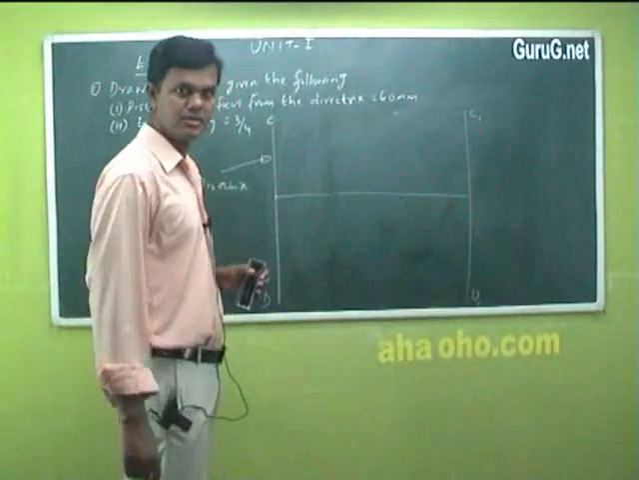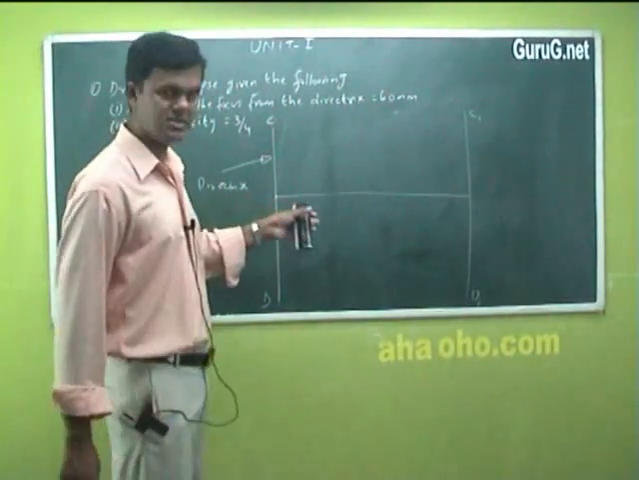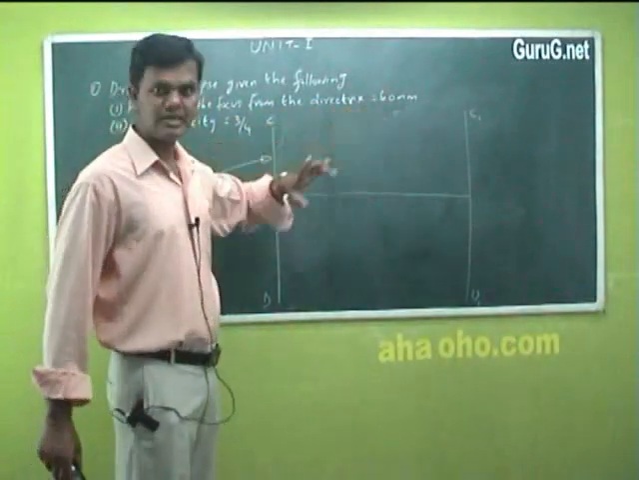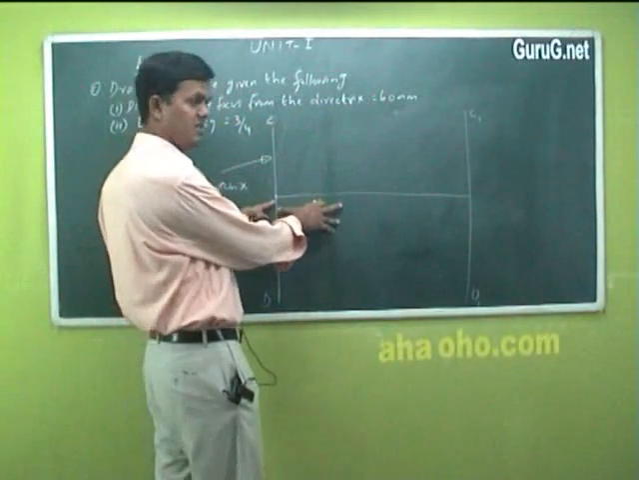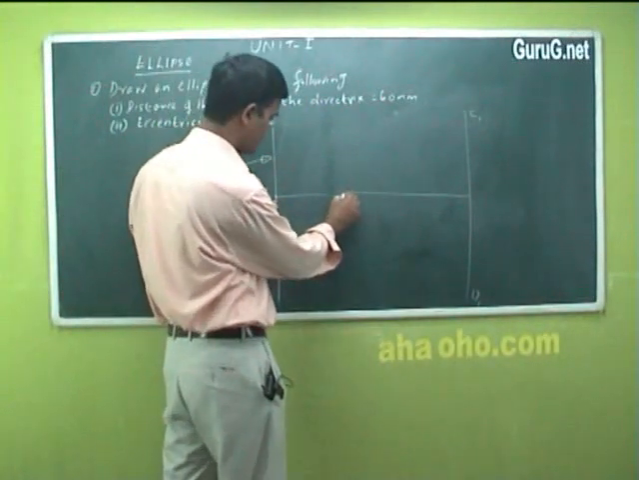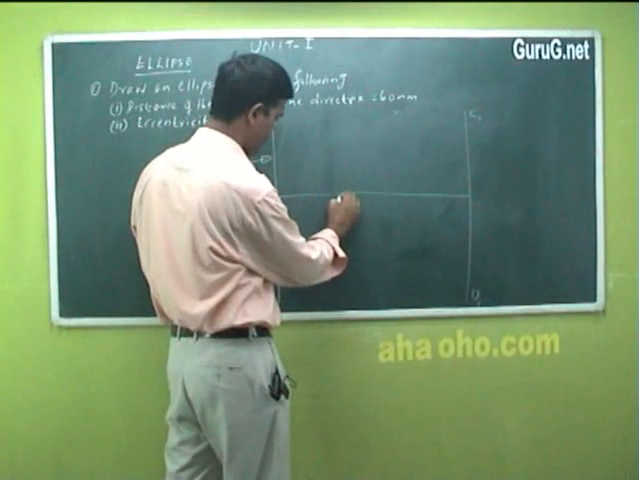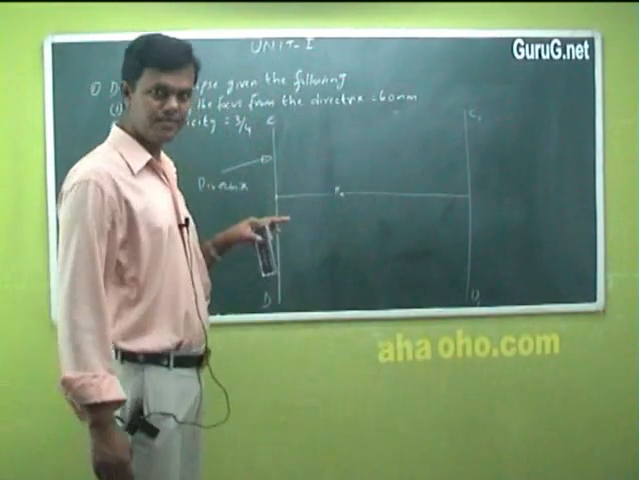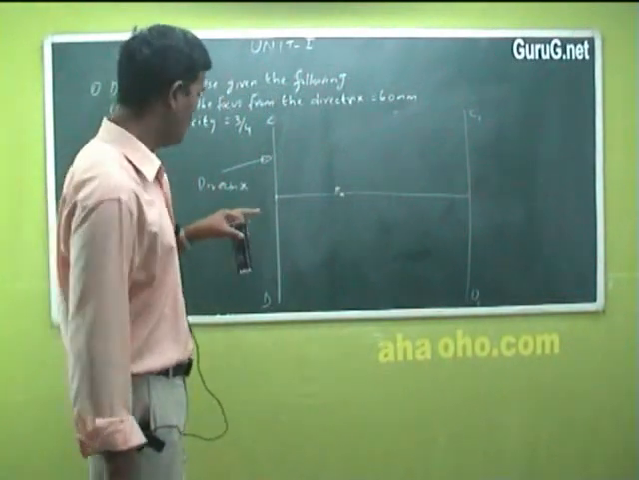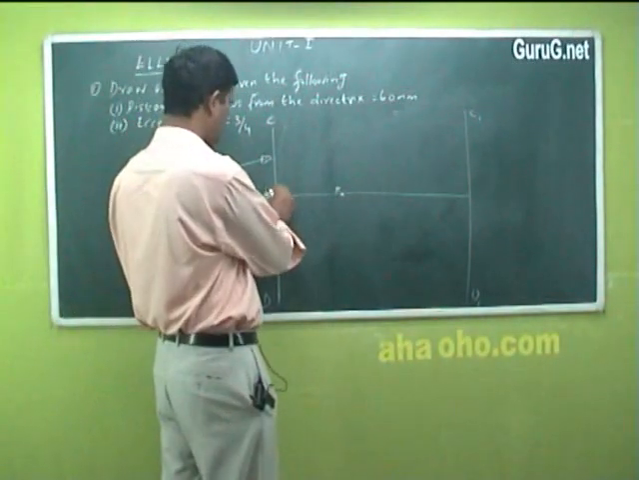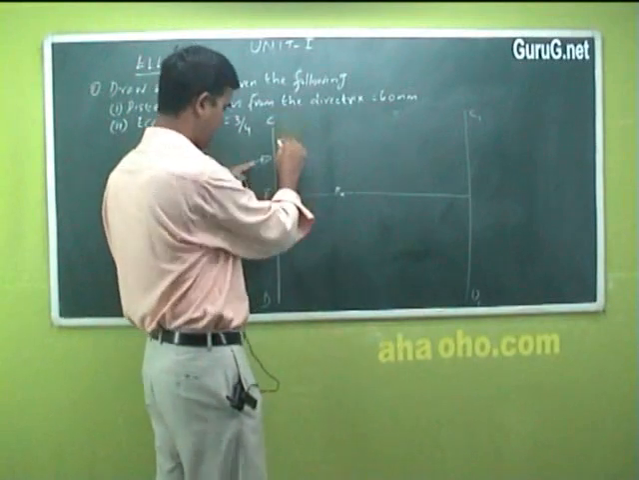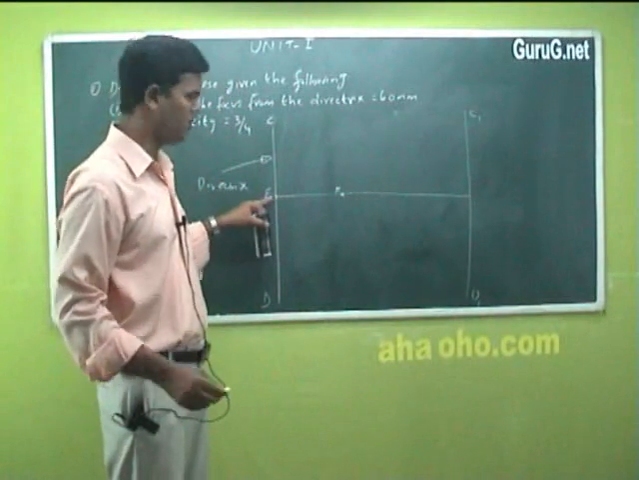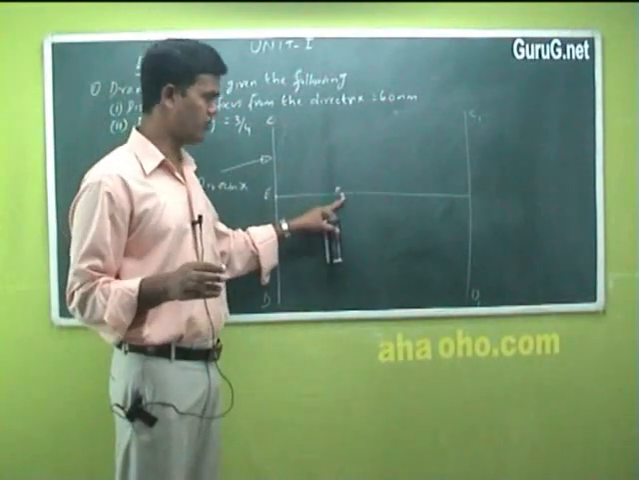Draw an axis. The first step is to fix the distance of the focus from the directrix, that is 60 millimeter. So measure 60 millimeter from here and fix the focus. This point is F. I fix this point as my F. Now CD is my directrix, and E is my fixed point on the axis. Then I fix my focus F.